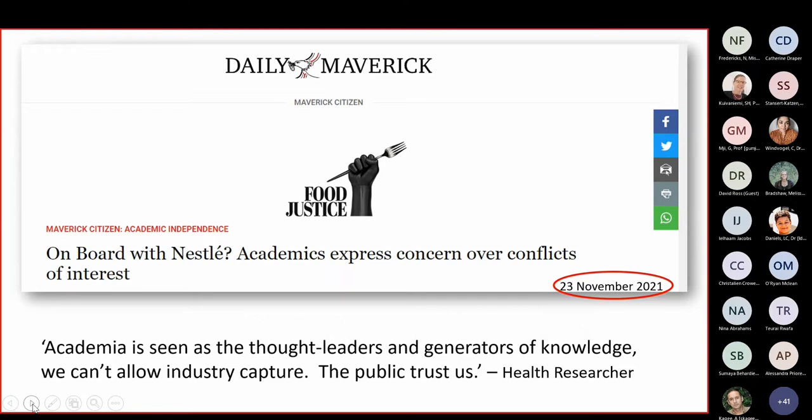Also, in terms of the public, I take this quote that came from one of the submissions on the concern letter. It says, academia is seen as the thought leaders and the generators of knowledge. We can't allow industry capture. The public trusts us. And that's exactly what the industry values and exploits: the industry knows that academics and academic institutions are trusted sources. Therefore, this association with academics and academic institutions actually buys consumer trust, public trust.